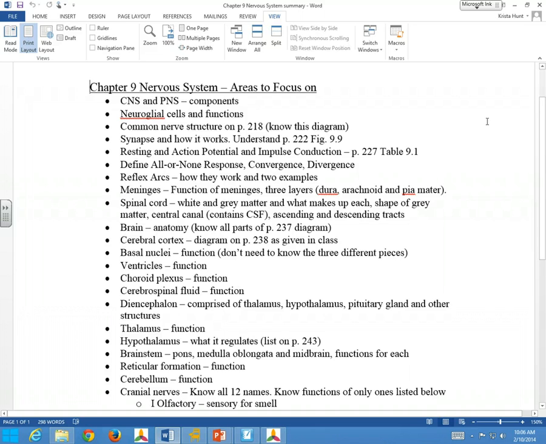Okay. So we're talking about resting and action potentials. Okay? Synapses, how they work, resting, action potential, all or none response. These are kind of all in the same vein.